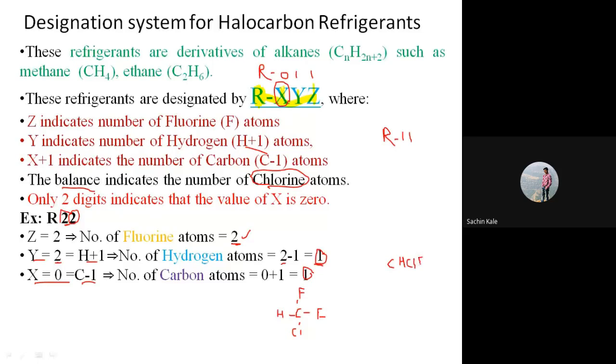CHClF2. What will be the chemical name? So one chlorine atom is there, that's why monochloro. 2 fluorine atoms are there, that's why difluoro. And 1 carbon atom is there, that's why methane. Monochloro difluoro methane, that is nothing but R22.